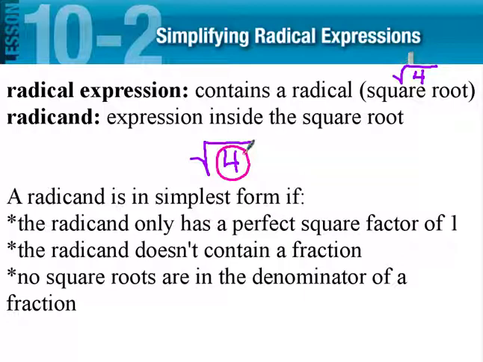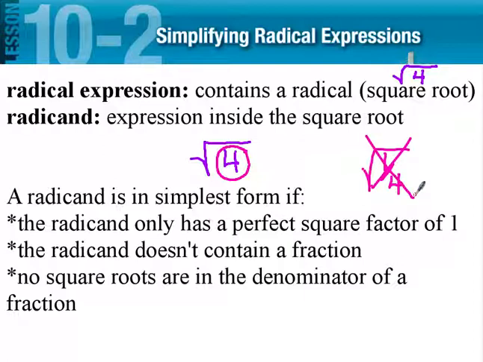So a radicand is in simplest form if the radicand only has a perfect square factor of 1. This first one isn't going to make a whole lot of sense right now, but it will after we look at some examples. The radicand doesn't contain a fraction. So you can't have something like this: square root of 1/4. Can't do that. That's bad, taboo.